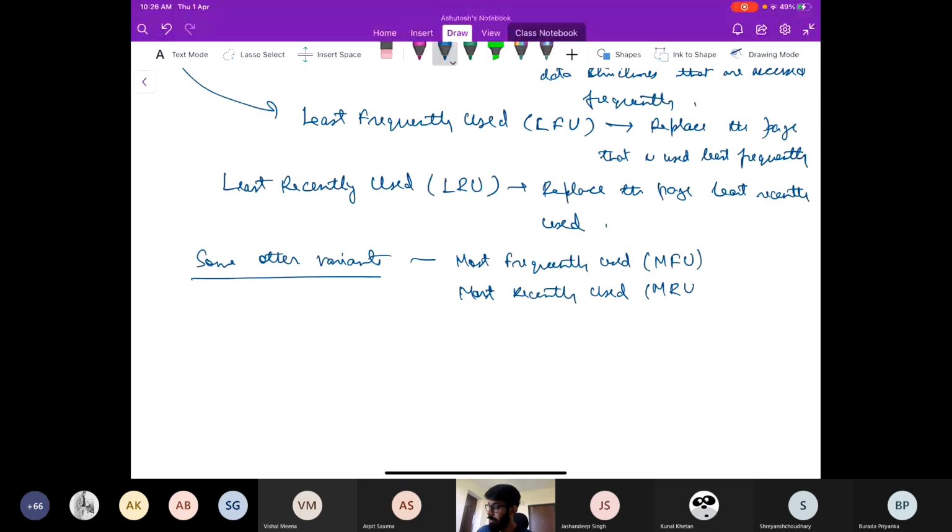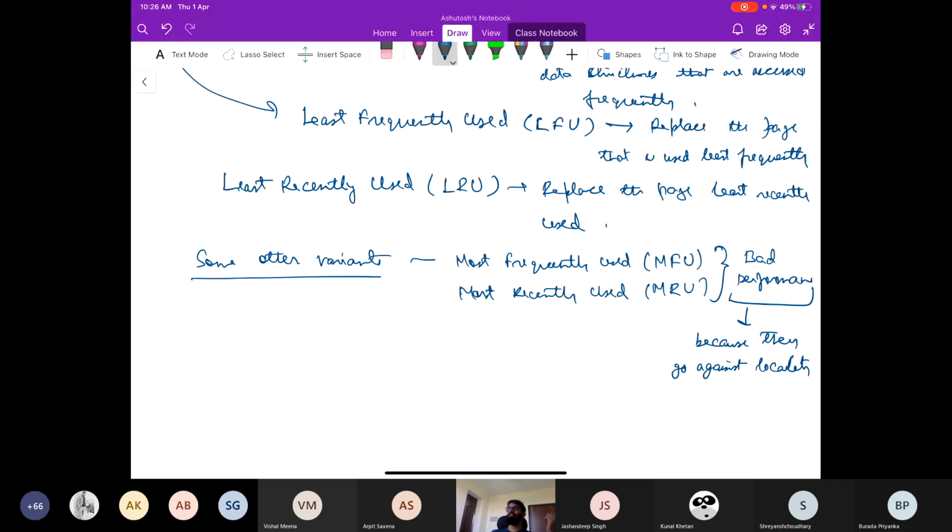but they generally give bad performance for most cases. Maybe you can cook up cases where they give good performance, but generally their performance is bad. And why is this so? Because they ignore locality. In fact, they go against locality. Okay.